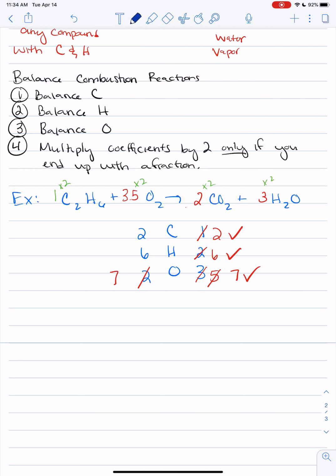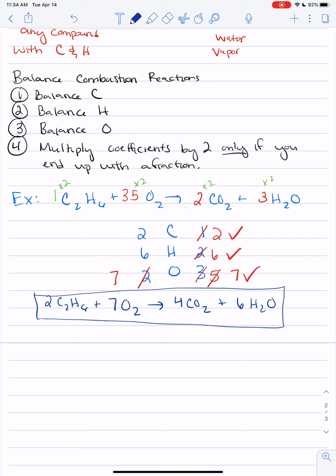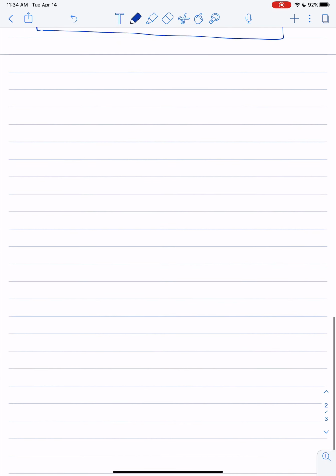Okay, and then we'll rewrite this as 2C2H6 plus 3.5 times 2 is 7O2 yields 2 times 2 is 4CO2 plus 3 times 2 is 6 water. And that would be our final answer. So we balanced our carbon, then our hydrogen, then our oxygen, and then if we have a fraction, we have to multiply all of the coefficients by 2. Let's do one more example here.